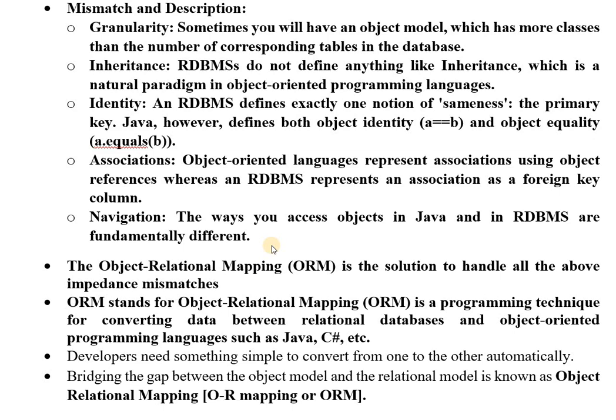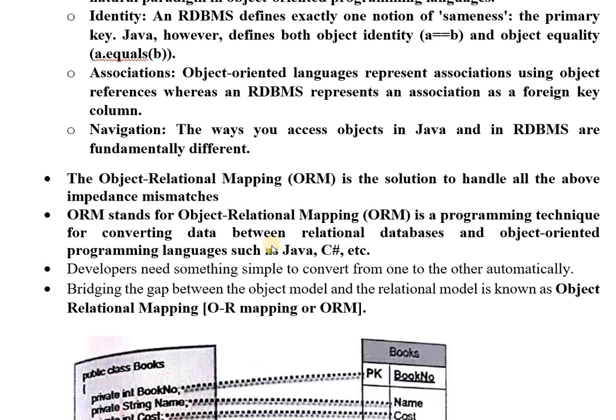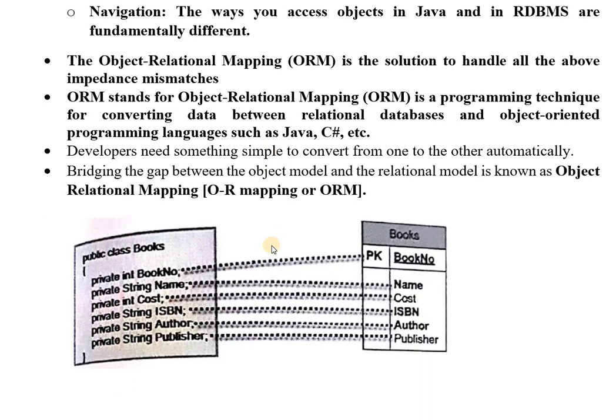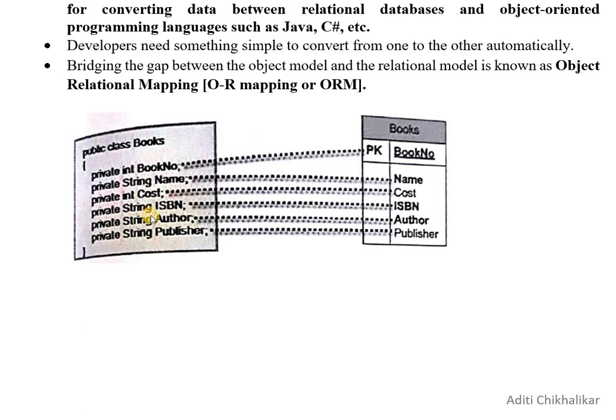And the solution is object relational mapping, ORM. Object relational mapping is a programming technique that will convert the data between the relational databases and object-oriented programming languages such as C++, C#, Java, etc. ये conversion automatic होता है. Developer doesn't have to work a lot for this conversion to happen. So if you are using an ORM tool, it will automatically map your classes to your tables.